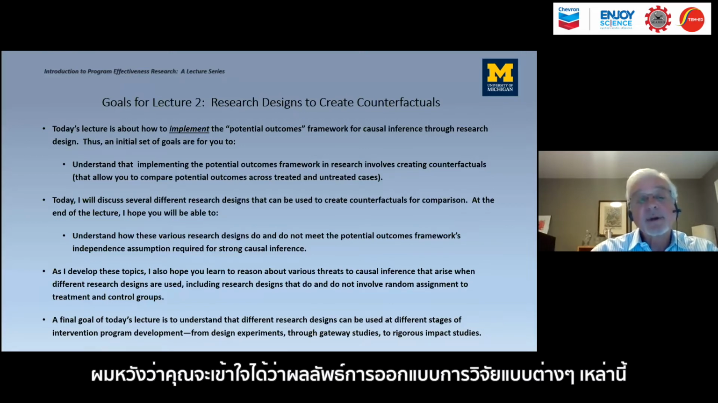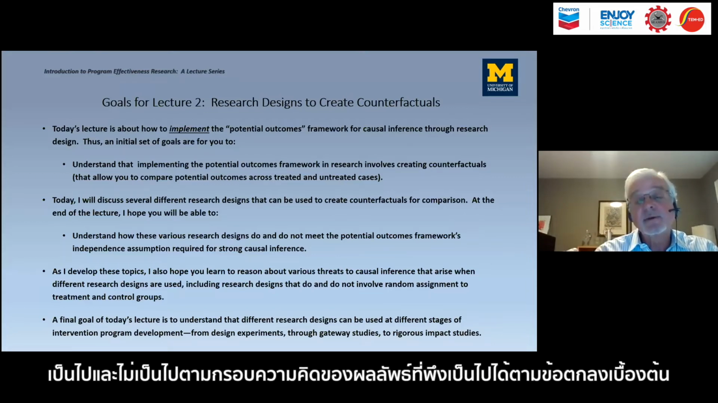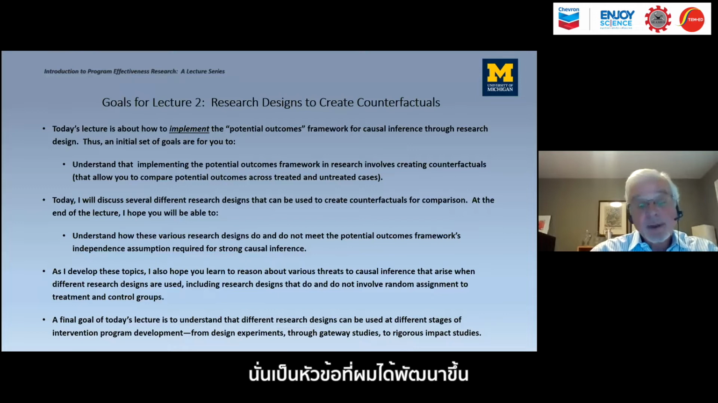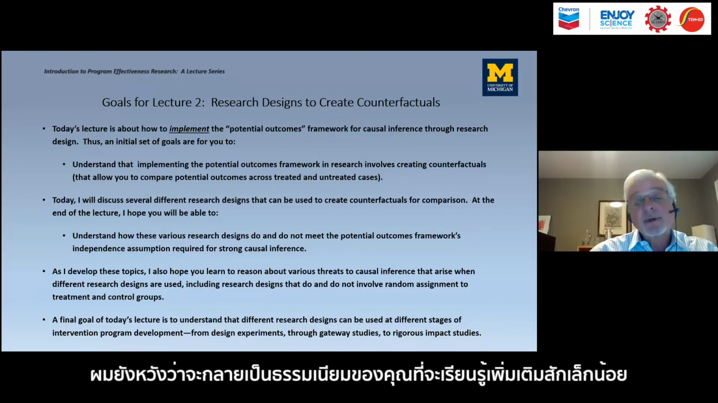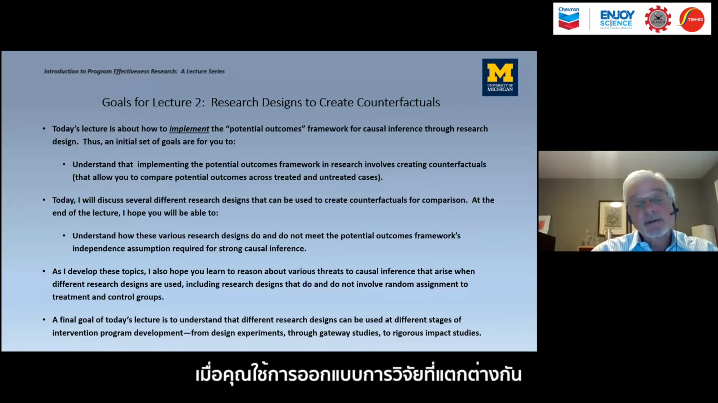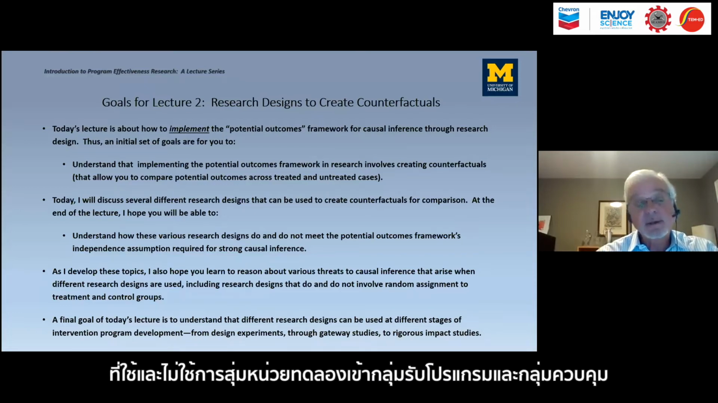So at the end of the lecture, I hope you'll be able to understand how these various research designs do and do not meet the potential outcome framework's critical independence assumption, which is required for strong causal inference. Now, as I develop these topics, I also hope that you learn a little bit more about how to reason about various threats to causal inference that arise when you're using different research designs, including research designs that do and do not use random assignment to treatment and control groups.